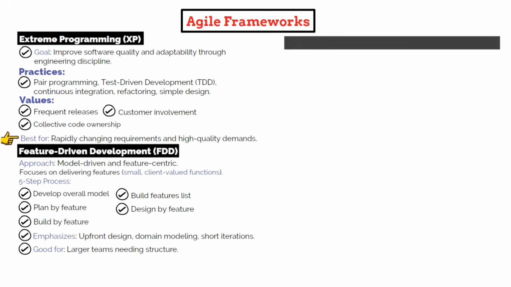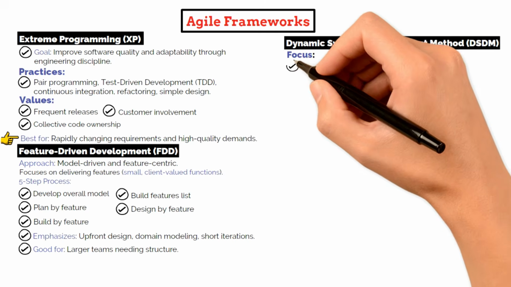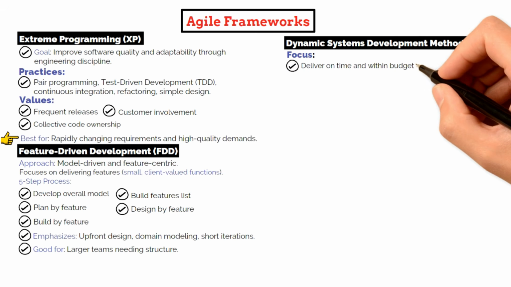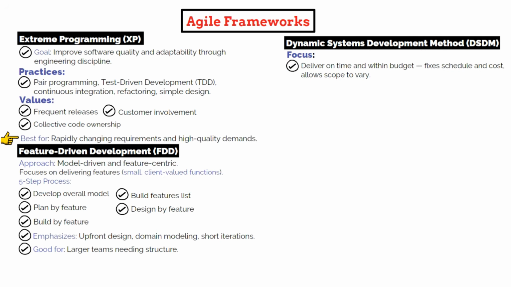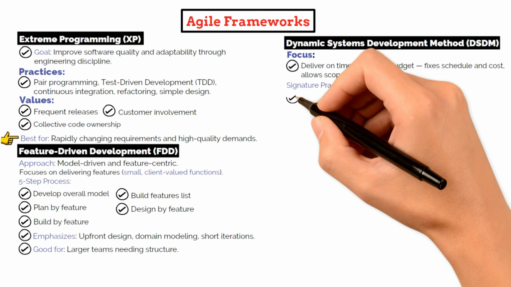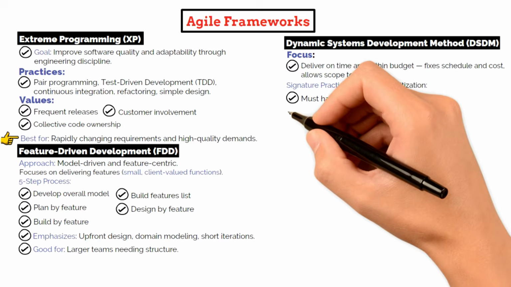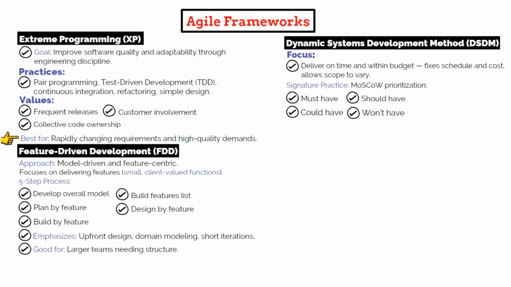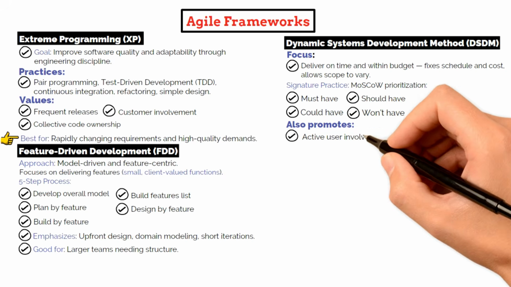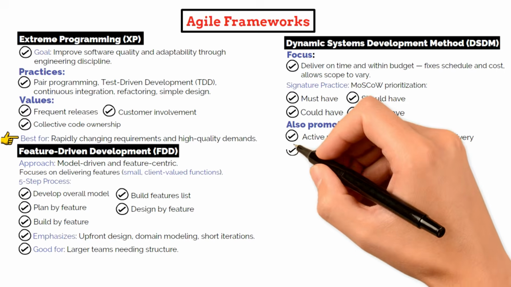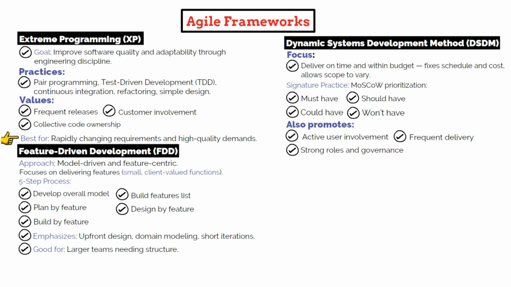You should also be familiar with Dynamic Systems Development Method, DSDM, emphasizing delivering on time and within budget by fixing schedule and cost while allowing scope to vary. One of its signature practices is MoSCoW prioritization, which stands for must have, should have, could have, and won't have, a structured way to prioritize requirements based on business value. DSDM also promotes active user involvement and frequent delivery, with clearly defined roles and strong governance.